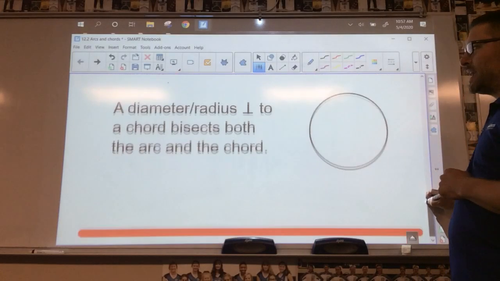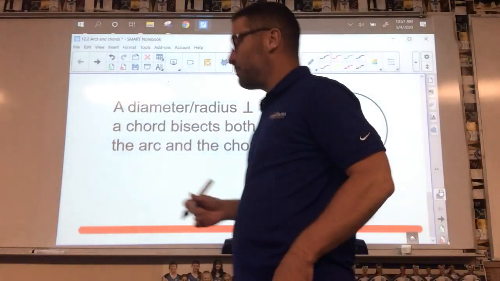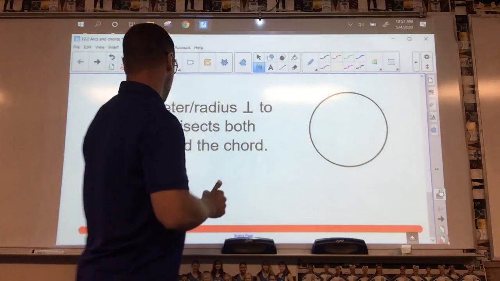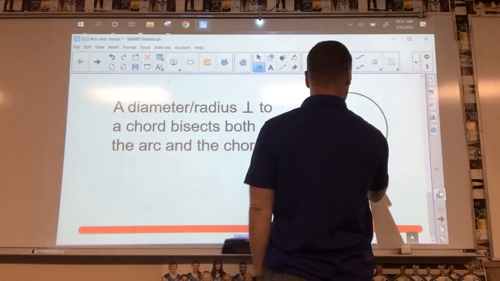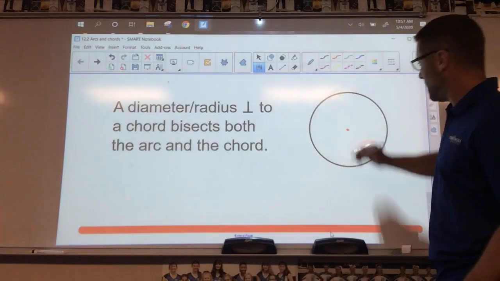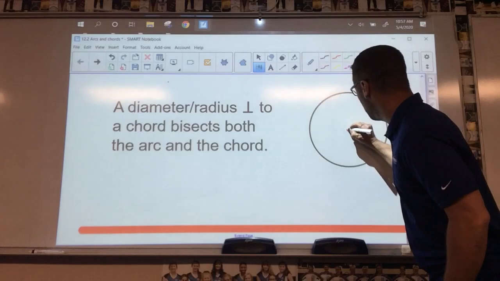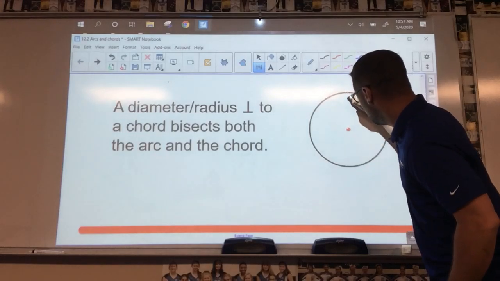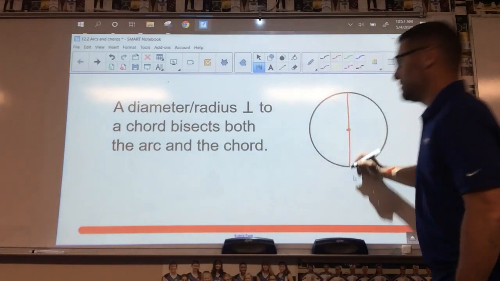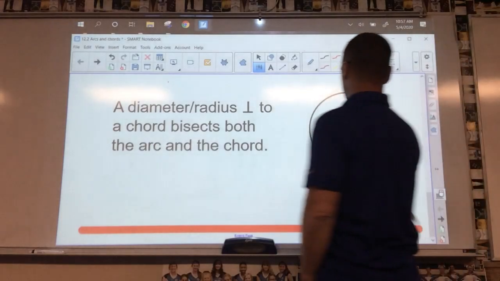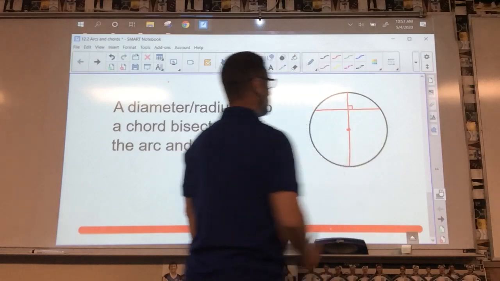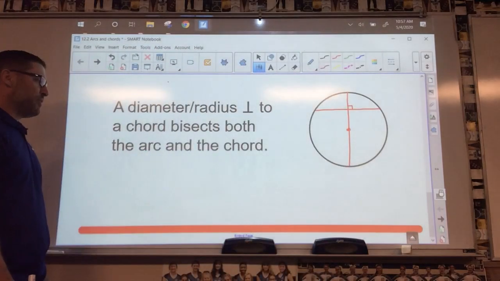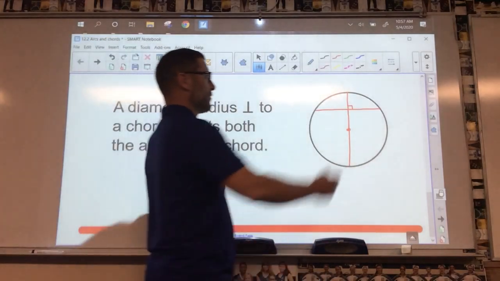Last one. A diameter perpendicular to a chord bisects both the arc and the chord. And I'm going to freehand this. Okay, a diameter or a radius. I'm going to draw it in as a diameter. So I'm going to go like this. That's perpendicular to a chord. It bisects both the arc and the chord.